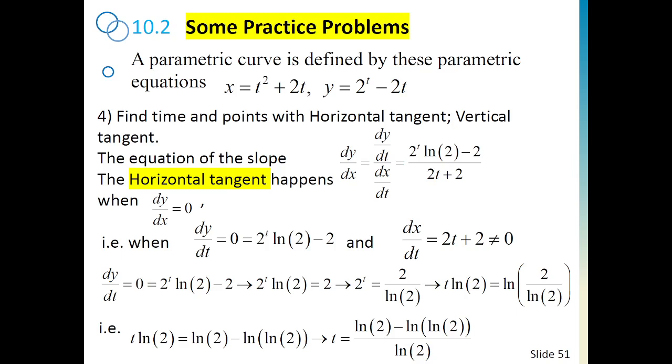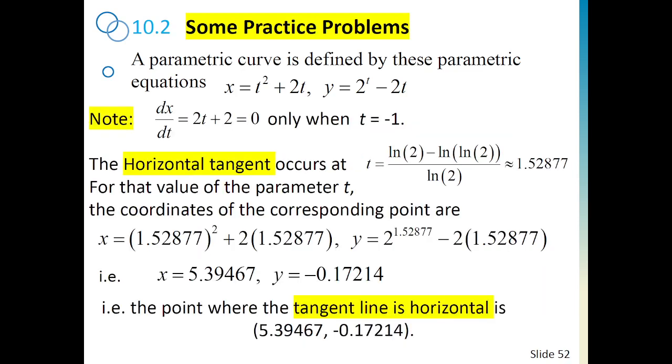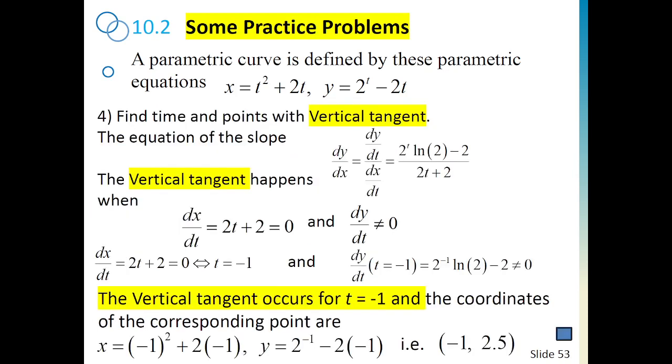Okay, so what is the point? What is the location on the curve? Well, we need to take this value of t and plug it into the expressions for x and y. So that will give us the location. This is an approximate value for t. We take this and plug it into the expressions for x and y, and we get the coordinates of the point where the tangent line is horizontal. Again, the logic of it is simple. Implementation, well, in this case it was not too bad, but obviously it could become more complicated depending on the expressions.